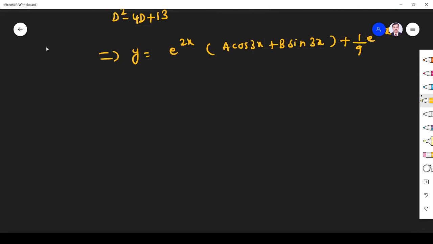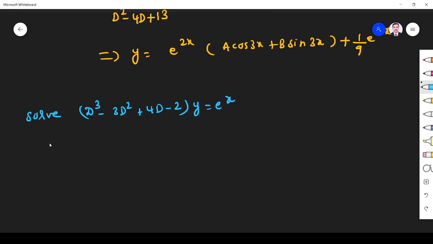Okay, let me solve one more problem where the denominator becomes 0. Let us see this problem. D cube minus 3D square plus 4D minus 2, y equals e power x. We have to solve this problem.